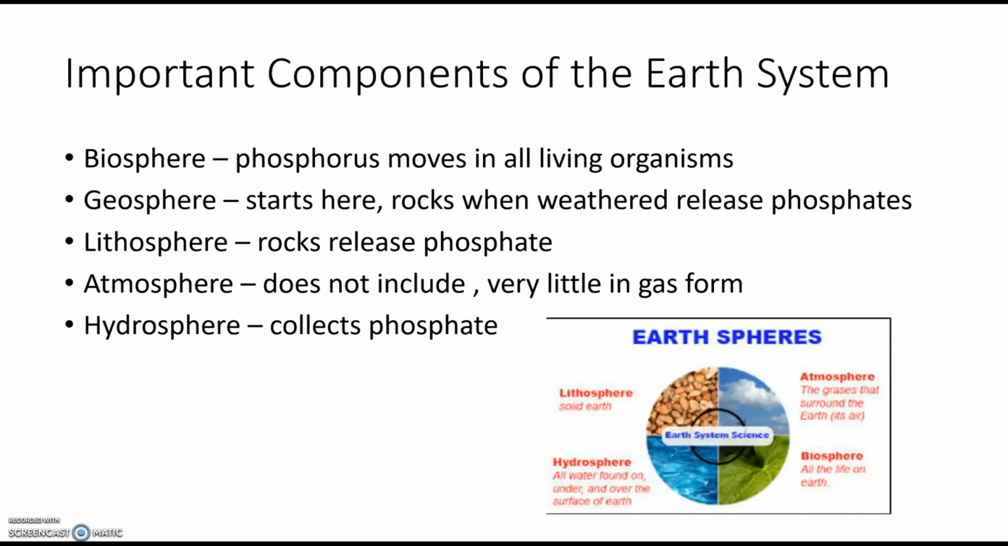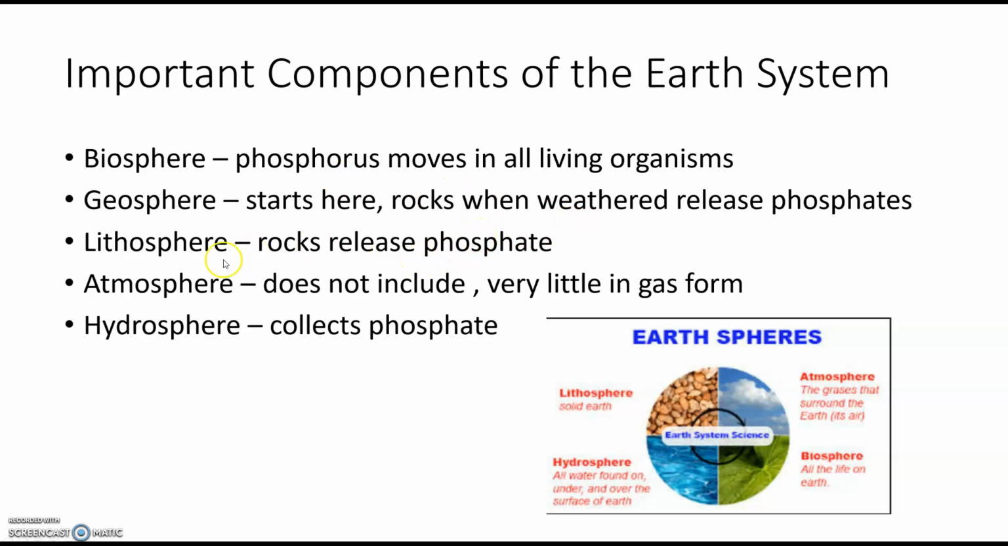Important components of the Earth system. Starting off, we have the biosphere, where phosphorus moves in all living organisms. So like me, you, your pet, the tree outside, we all have phosphorus in us, which I did not know before today, but it's good to know. And for the geosphere, it starts here. Rocks, when weathered down, will release phosphates, and kind of the same with the lithosphere. Rocks will release phosphate when weathered down.